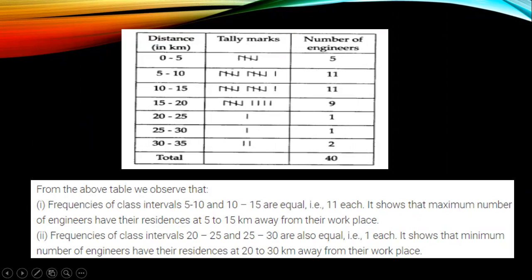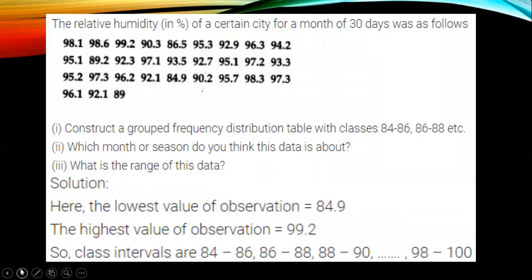You can also see that frequencies of the class intervals 20 to 25 and 25 to 30 are also equal and they are the least, that is 1 each. It shows that the minimum number of engineers have their residence at a distance of 20 to 30 kilometers away from the workplace. So these were the 2 observations that we have made after making the grouped frequency distribution table from the data. Wasn't that easy? Indeed it was. Let's get to question number 3.